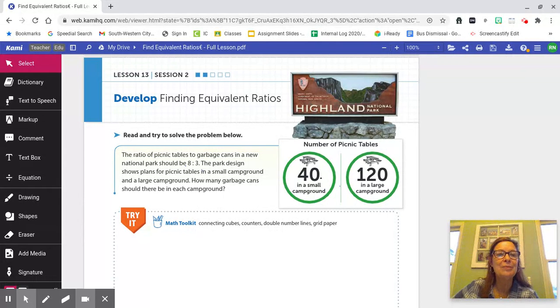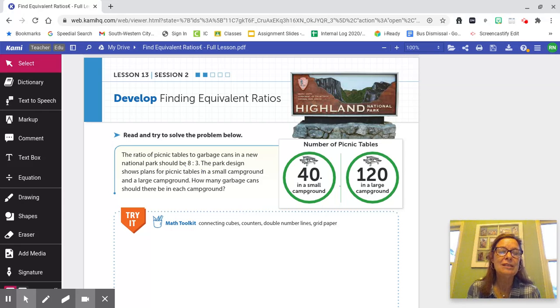So let's read the problem and solve the problem below. The ratio of picnic tables to garbage cans in a new national park should be 8-3. The park design shows plans for picnic tables in a small campground and a large campground. How many garbage cans should there be in each campground? So let's stop and think about it. We know the picnic tables to garbage cans is 8-3. We also know that there are 40 picnic tables in the small campground, and 120 in the large campground. So let's read the problem again.